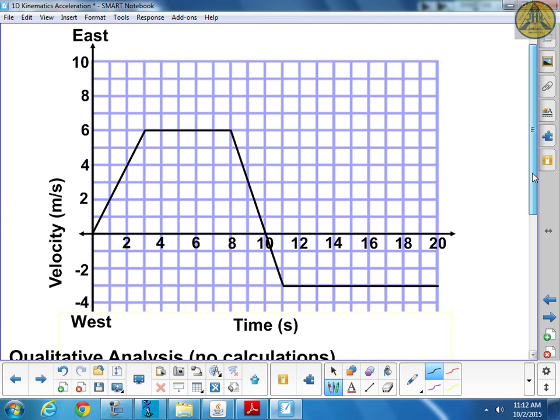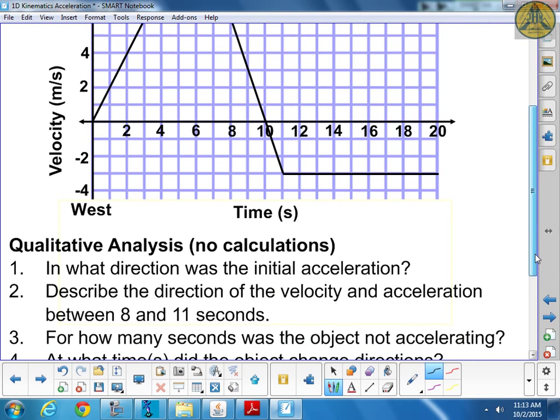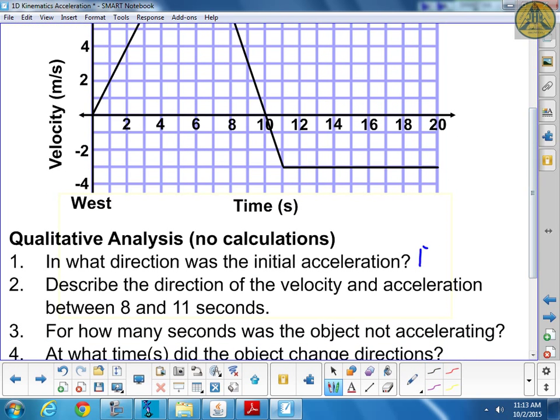All right, so here we go. In what direction was the initial acceleration? Initial meaning starting or first. So the slope of that first line is an indication. Is that east or west? East. Okay, so you can just write east. Keeping track of this stuff. It's east. Slope's positive, it's east, based on the directions for this graph.